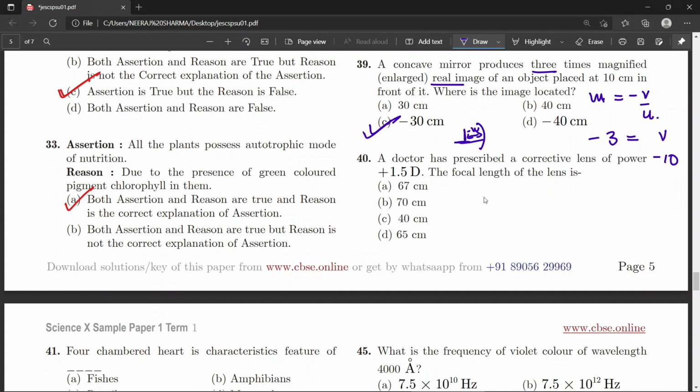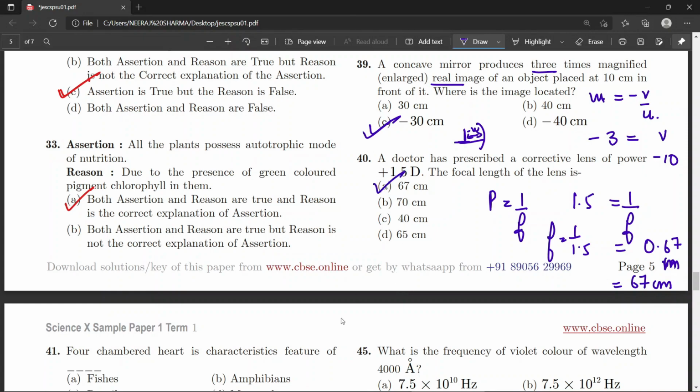So you have to know the formula of the power, which is power is equal to 1 upon focal length, correct? And the power is given to you as 1.5 diopter, which is 1 upon focal length, right? If you solve this, focal length is going to be 1 upon 1.5, so it will come out to be 0.67 meters, right? When you convert it into centimeters, it is going to be 67 centimeters, right? So option A is the correct option.